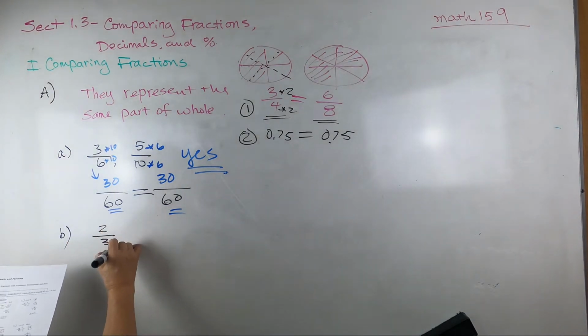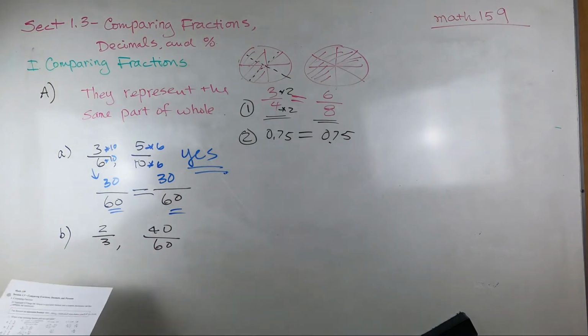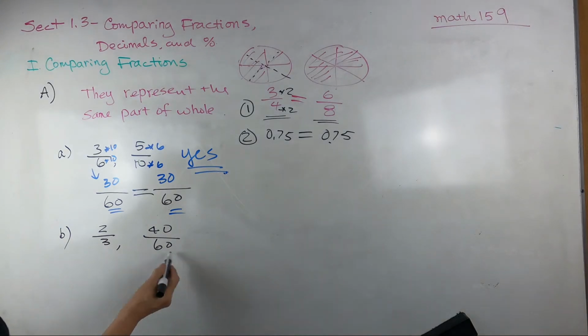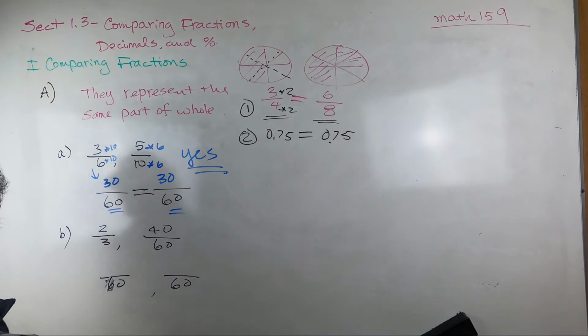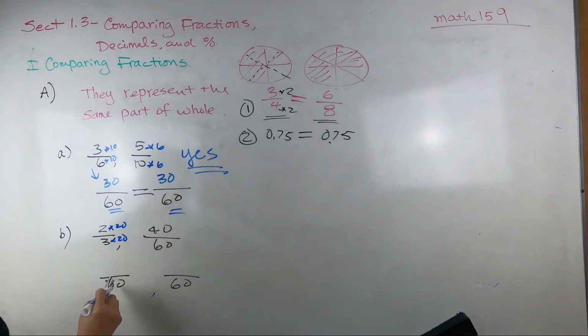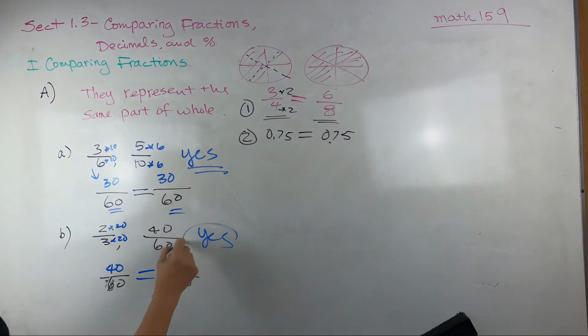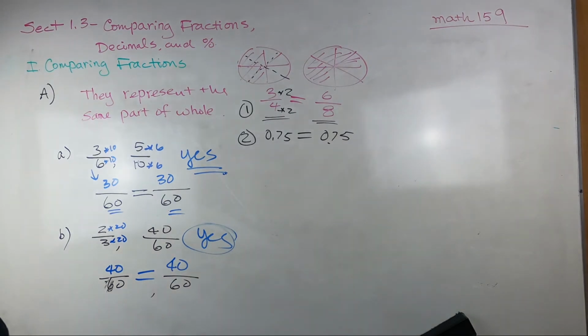Second one, 2/3 and 40/60. Which common denominator will you use? Because 60 is bigger and 3 can go into 60, you just use 60 for both, right? So this one, times 20 on top and bottom, would be 40/60. The original one is 40/60. Are they the same? Yes.